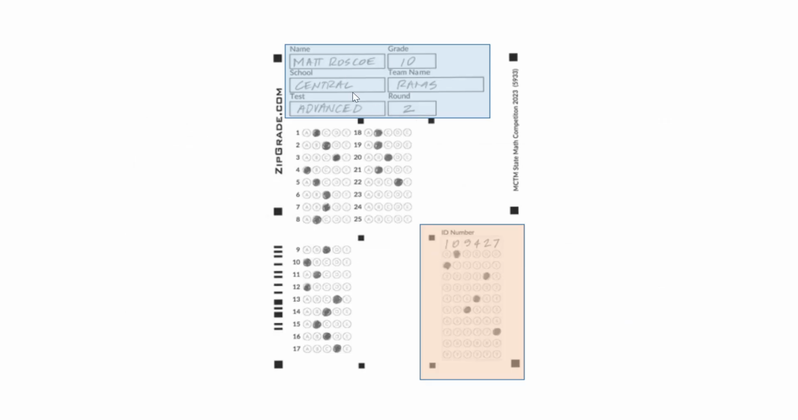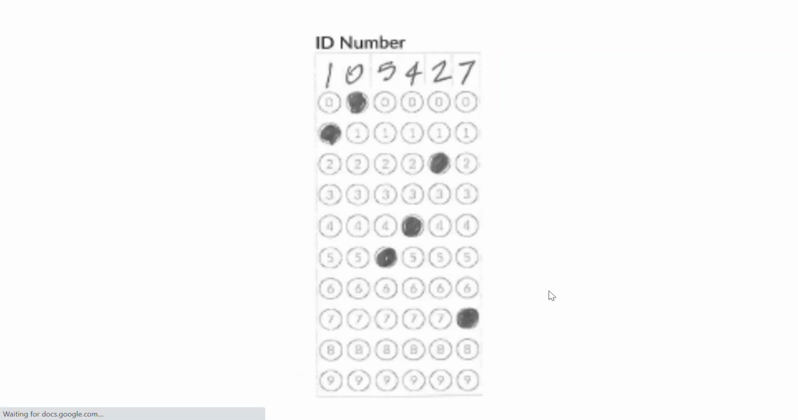Okay, after you fill out the blue area, I would encourage you then to fill out the pink area in the lower right-hand corner of the answer sheet. Let's take a closer look there. As you can see, this is where you put your ID number. This is a unique six-digit number that identifies you in the process of scoring. So it's really important that you get this right. Otherwise, we won't know which scores to give to which participant.